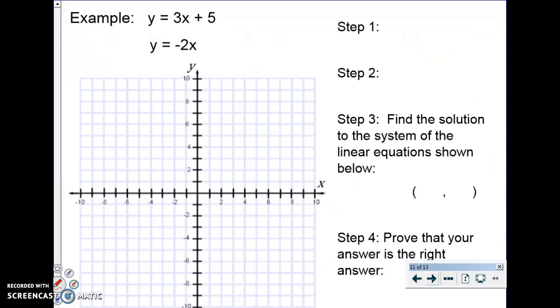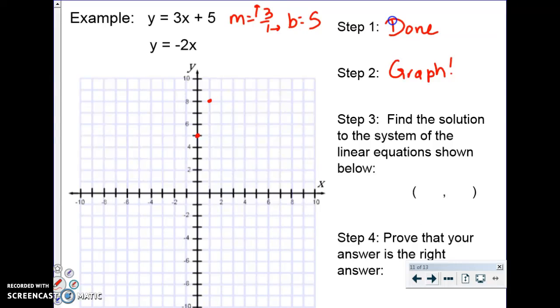So our first example, we're going to graph y equals 3x plus 5, and we're going to graph y equals negative 2x, and we're going to find the answer to that system. So step 1 is done, because step 1 is to put it into y equals mx plus b. Step 2 is we're going to graph. So I still like to write out what my m and my b are. So for my first line, my m is 3 over 1, and my b is 5. So that means I'm going to go up to 5 and put a point on my y-intercept, and then I'm going to go up 3 and over 1.